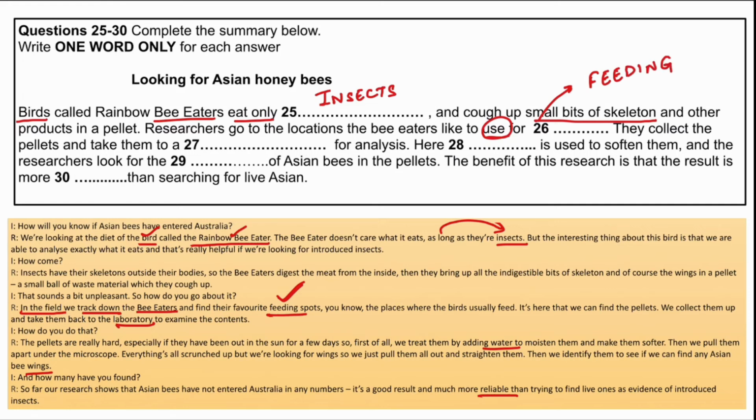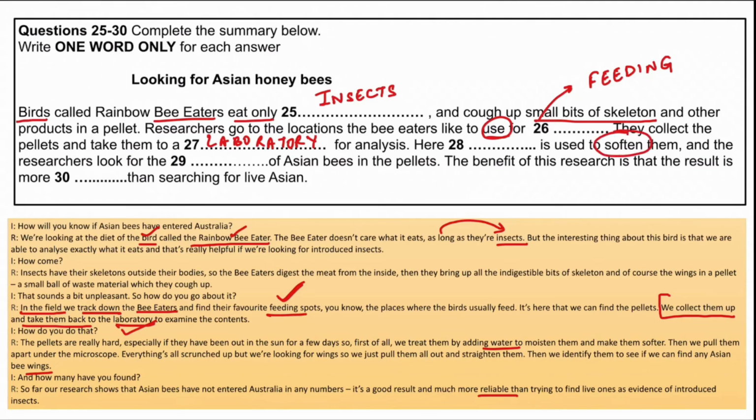Then next they said they collect the pellets and take them to a dash for analysis. Researchers are collecting the pellets that they found in those locations and they take them to a laboratory. So here you can write laboratory like this.